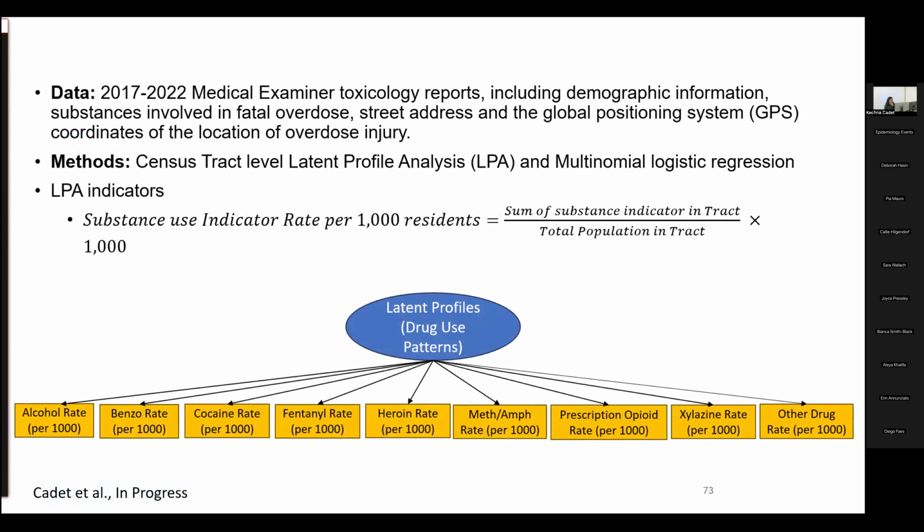And so we used data from the medical examiner's toxicology report, which included demographic information, as well as street addresses of where the actual overdose injuries occurred. And so we used latent profile analysis at the census tract level and multinomial logistic regression as well. Each of our LPA indicators were these substance use indicators, rate per 1,000 residents since it's at the census tract. And so we included alcohol, benzo, cocaine, fentanyl, heroin, methamphetamine, prescription opioid, xylazine, and other drugs as well.